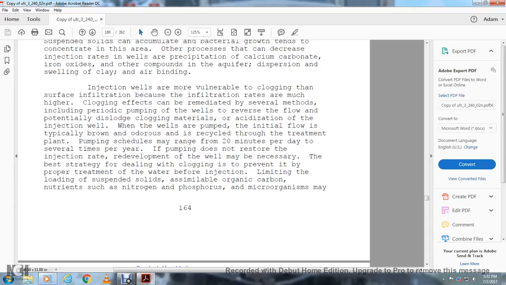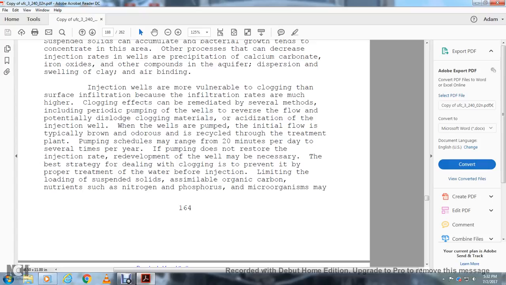Injection wells are more vulnerable to clogging than surface infiltration because the infiltration rates are much higher. The clogging effect can be remediated with several methods, including periodic pumping of the wells, reversing the flow to dislodge potential clogging materials, and acidization of the injection well. When the wells are pumped, the initial flow of the typical brown water is recycled through the treatment plant. The pumping schedule required ranges from 20 minutes per day to several times per year. If pumping does not restore the injection rate, redevelopment of the well may be necessary.